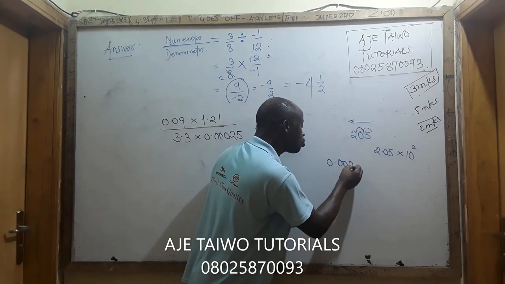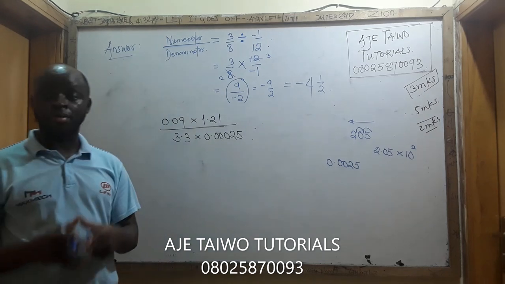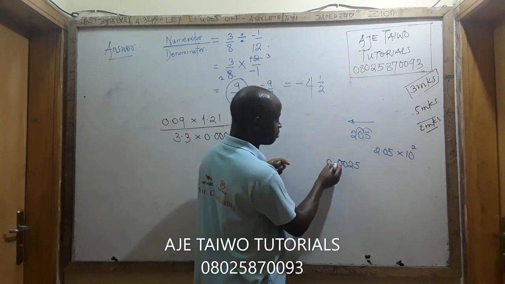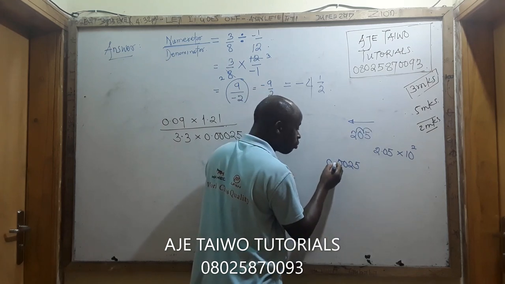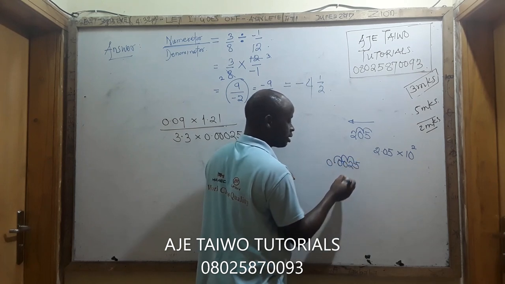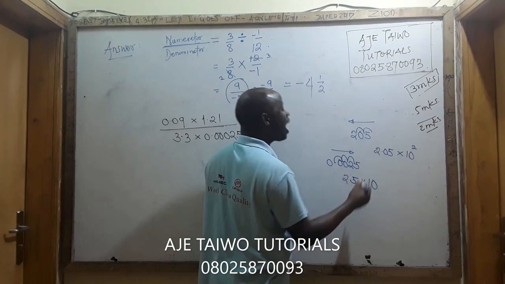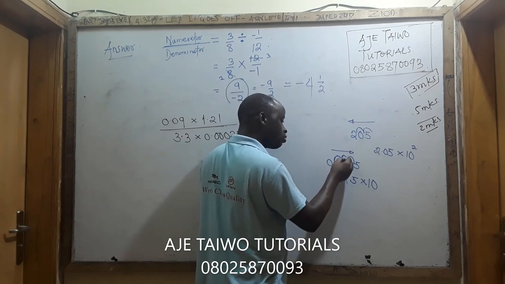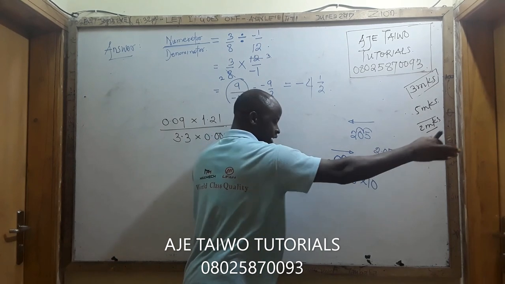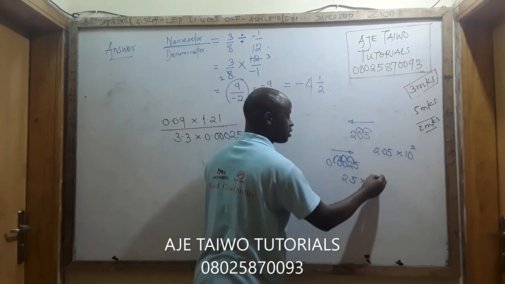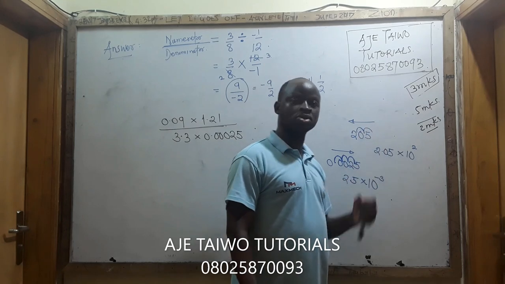If you have 0.0025 like this, and you are asked to take this to standard form, you are taking the decimal to the first number. This is the first number here. So it becomes 1, 2, 3. Because I moved like this, it becomes 2.5 times 10 raised to the power minus 3, because I moved 3 times this way. Because I moved the other way, it is plus. I moved twice, so plus 2.